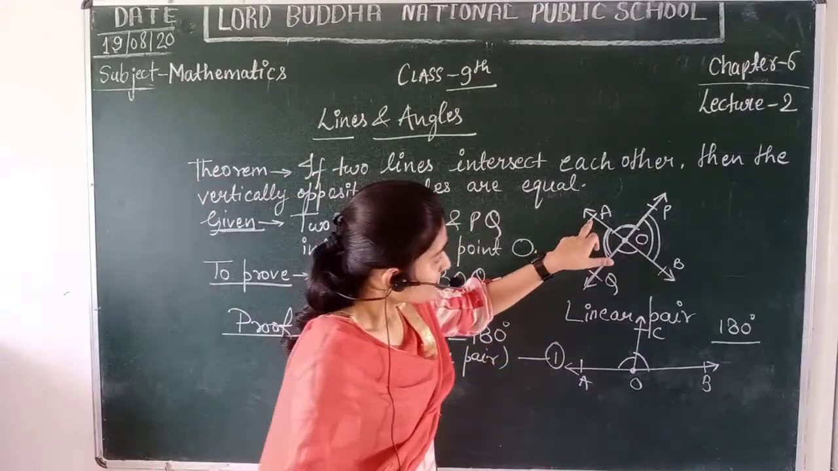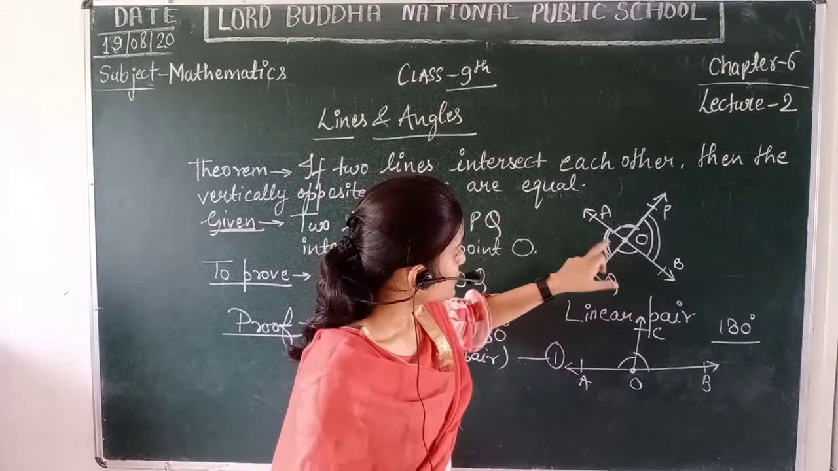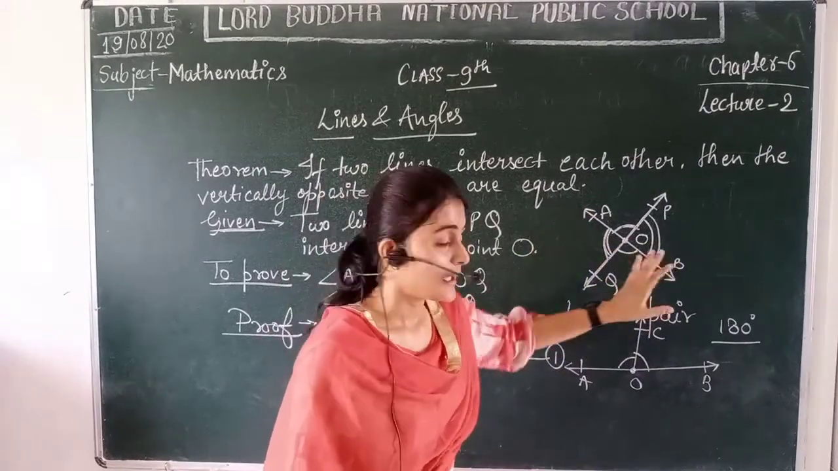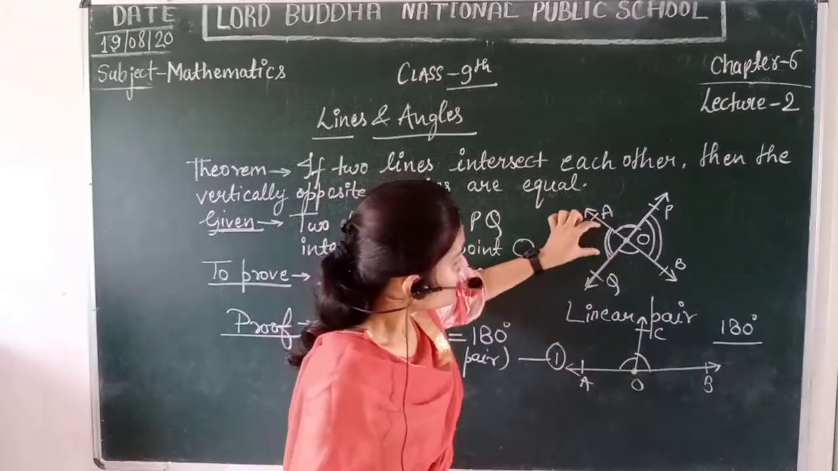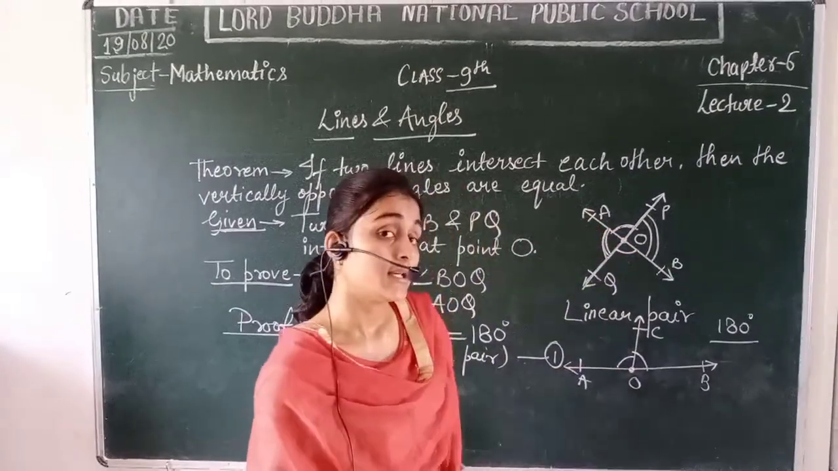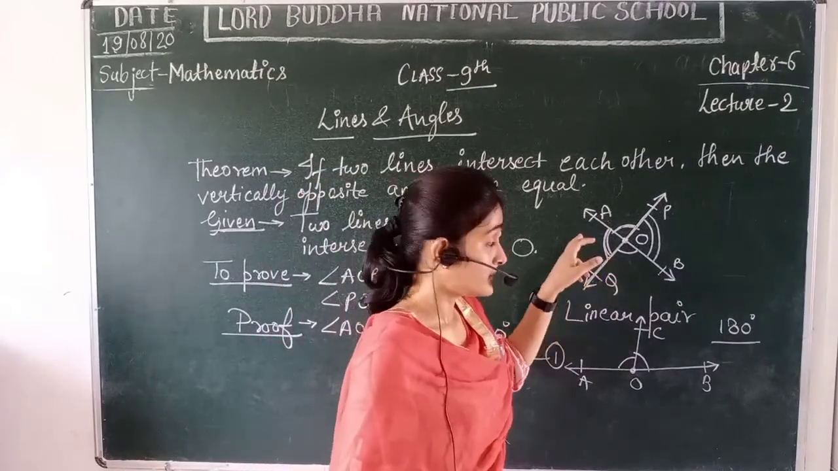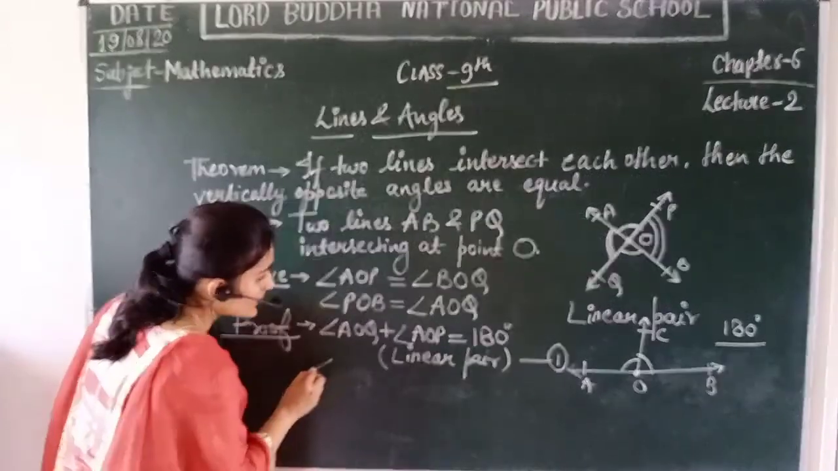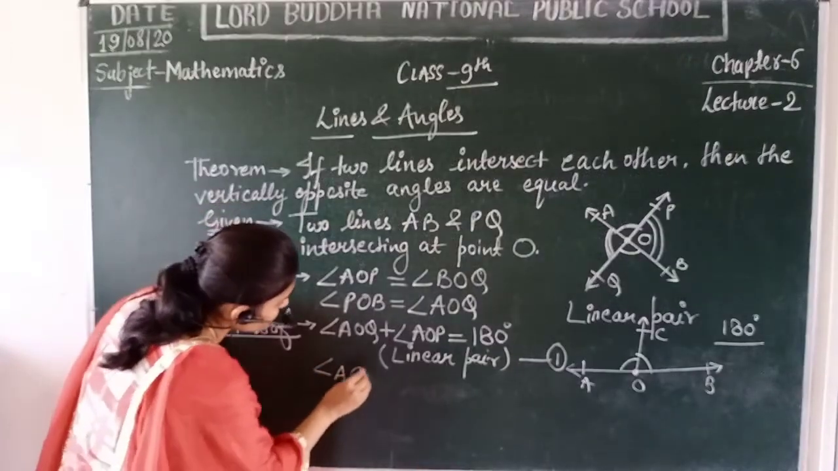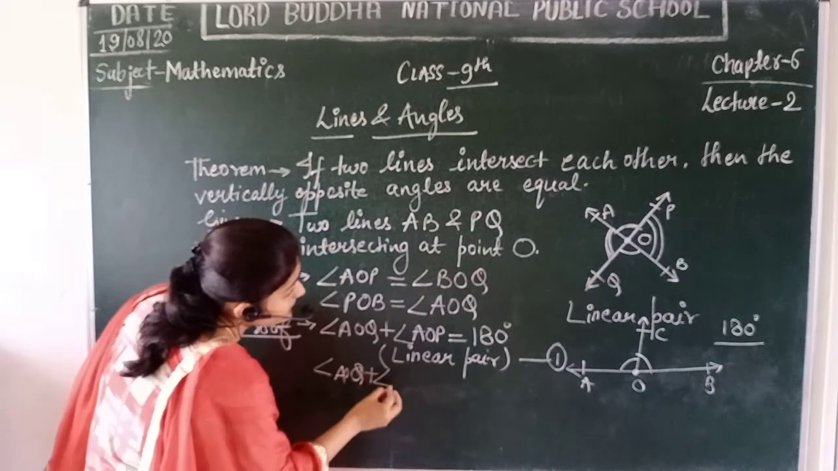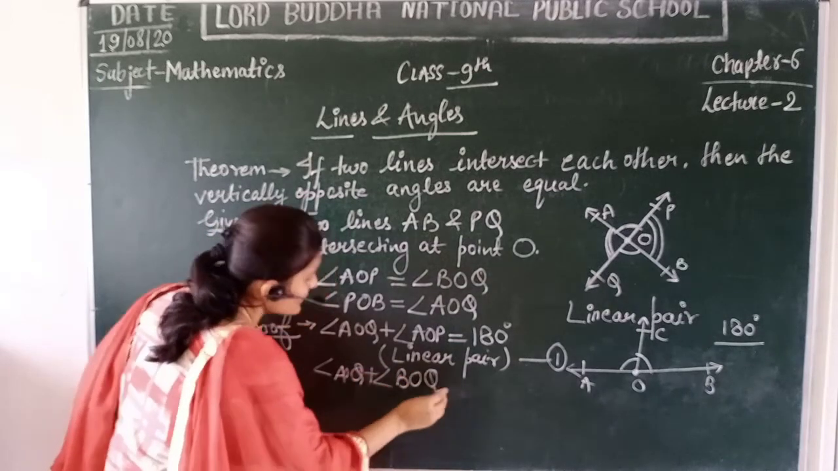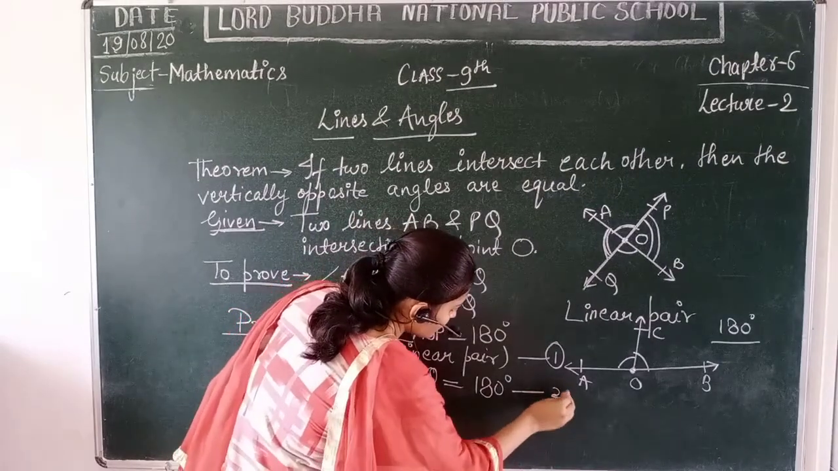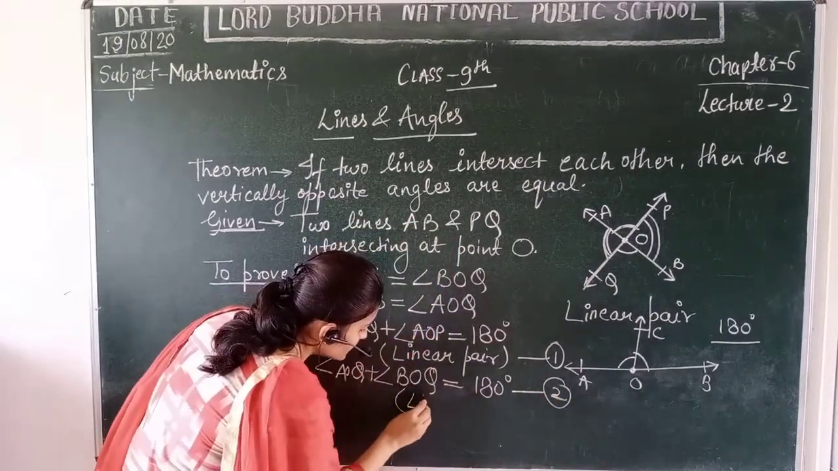Similarly, you can see AB is also a straight line, and there are two angles formed on AB when ray OQ is made on AB, right? So you can say that these two angles sum to 180. That means this pair of angles is also a linear pair. So you can again write angle AOQ plus angle BOQ is also equal to what? 180 degrees. This is your second equation, and the reason is again linear pair.